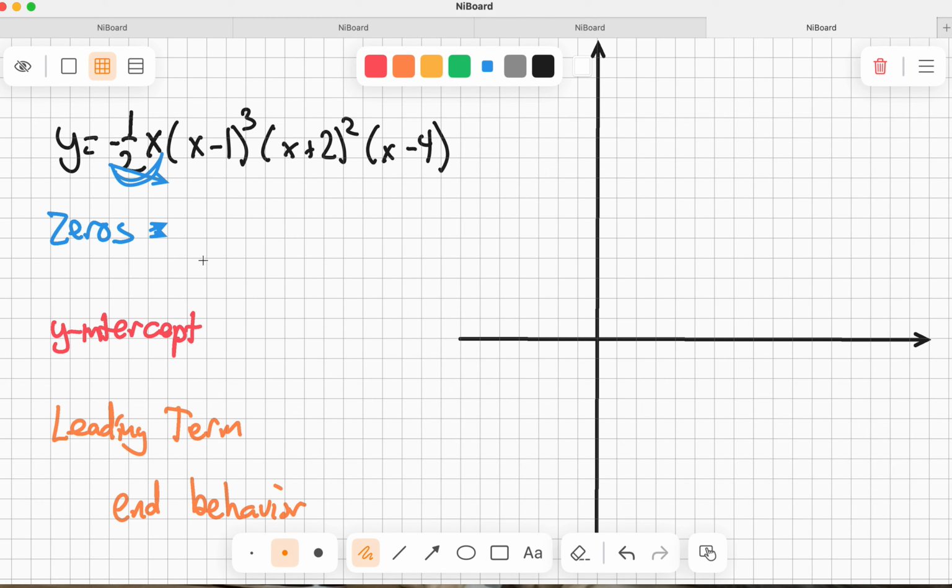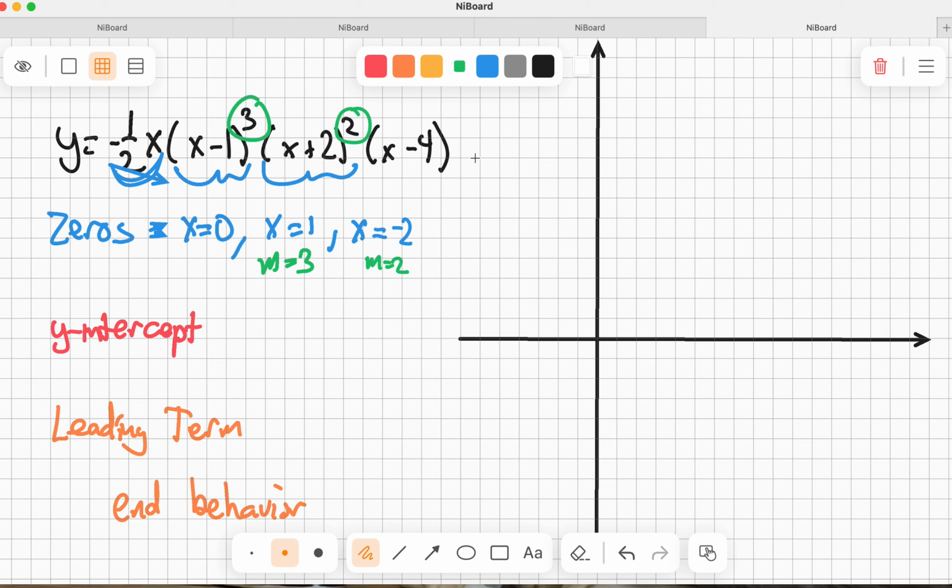My factor is negative 1/2 x, so my 0 is x equals 0. Here I get a 0 at x equals 1 for my x minus 3, but since it's cubed, that's a multiplicity of 3. X plus 2 is going to give me a 0 at x equals negative 2, and again, we have this one squared, so that has a multiplicity of 2. And finally, the factor of x minus 4 gives us a 0 at x equals 4.